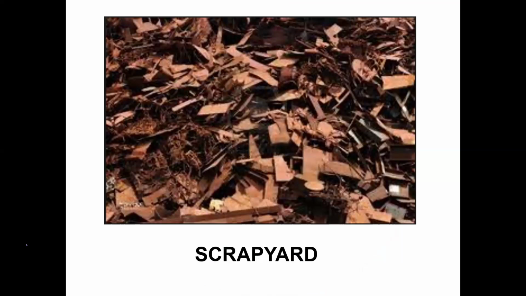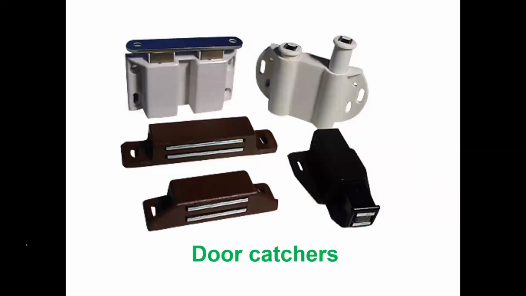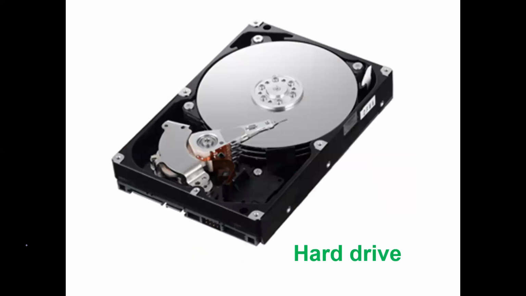Then they thought about searching for iron, because magnets are specially attractive towards iron and steel. So they still use it now. In the scrap yard they separate iron. This is a door catcher, a general example in our homes. Now this example is a conventional hard drive. Hard drives are magnetic systems which store data.